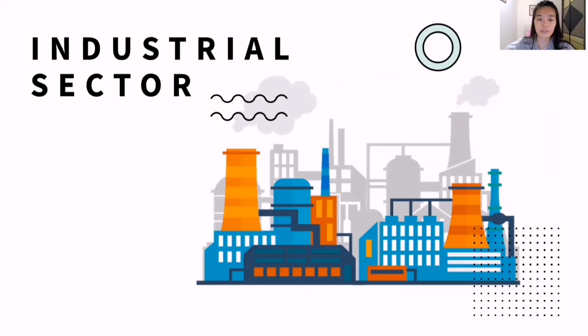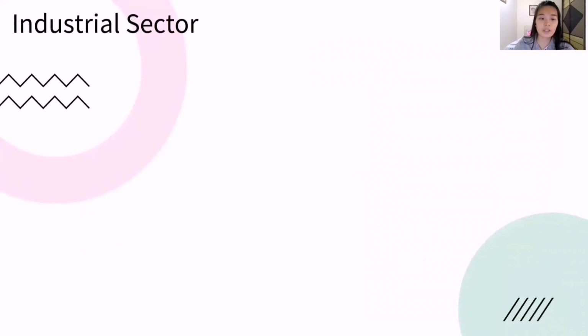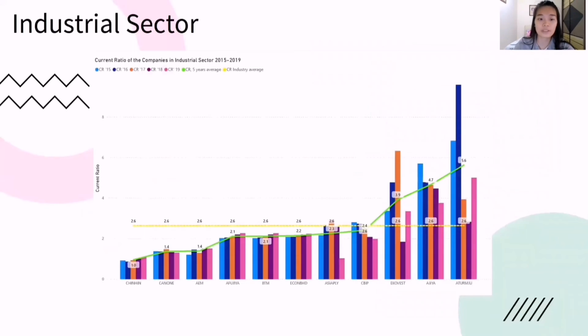In the industrial sector, the industrial average of the current ratio is 2.6. The graph shows that Asia has the highest current ratio, which is 4.67. When the current ratio is too high, it means that the company may not efficiently use its current assets or is not managing its working capital properly.